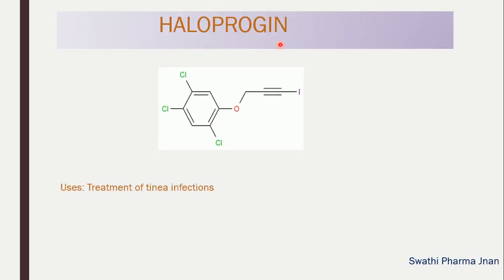Next structure is haloprogin. Haloprogin is under the class of halogen derivatives. Here halo indicates halogen atoms are present. How many halogen atoms are present? 4 halogen atoms are present. 3 are chlorines and 1 is iodine, and a phenoxy ring is attached. Here to this phenoxy ring, one side chain is attached, CH2 C triple bond C, to that C iodine is present.